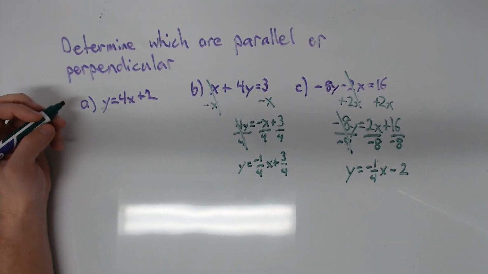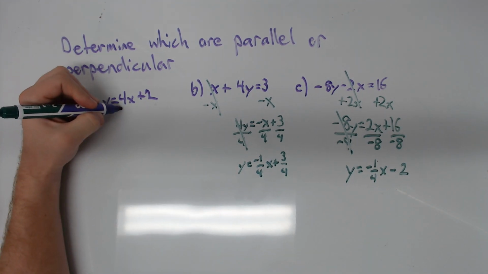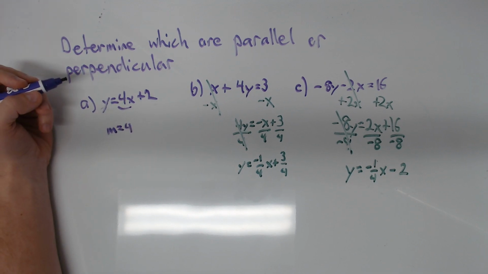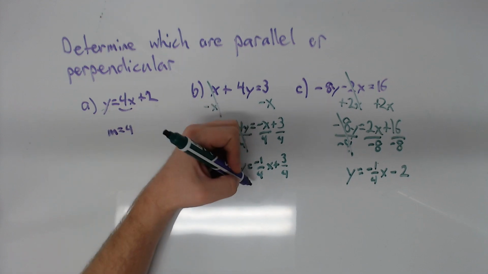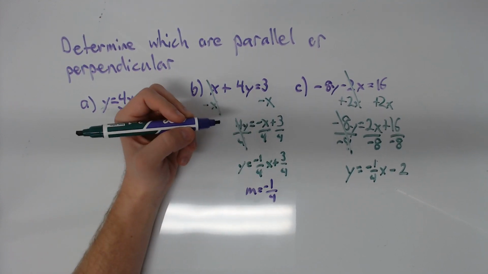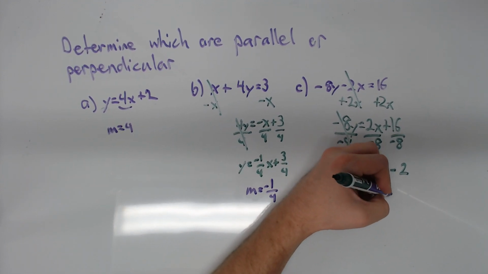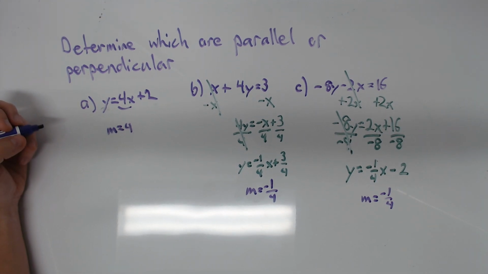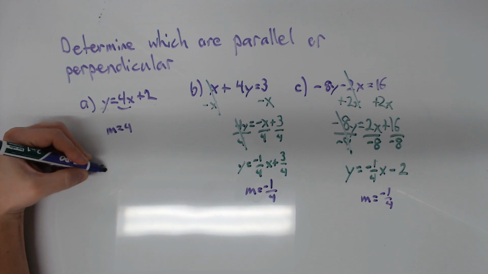All right, now let's try and do this systematically. M equals 4 for letter A. Parallel would also be 4. M equals negative 1/4 for letter B. Those aren't parallel. M equals negative 1/4 for letter C. Well, B and C are parallel. We can say that right now. B and C are parallel.